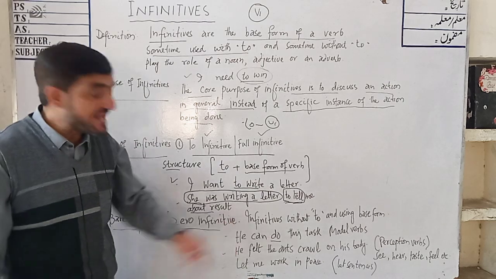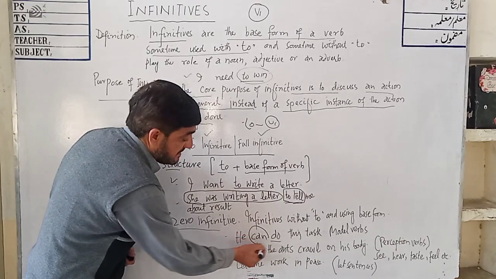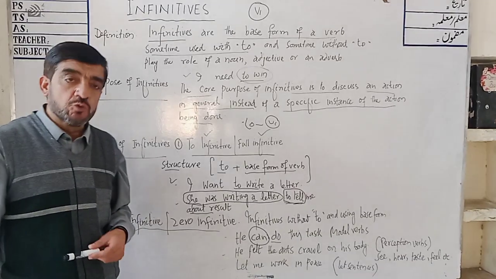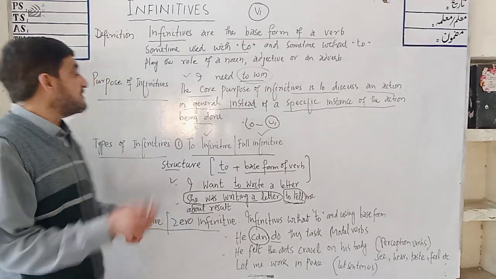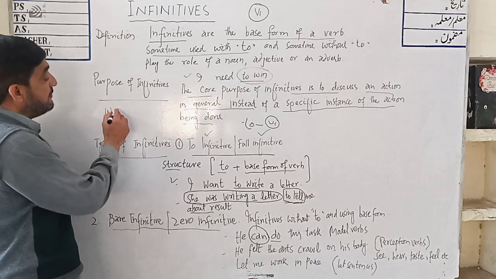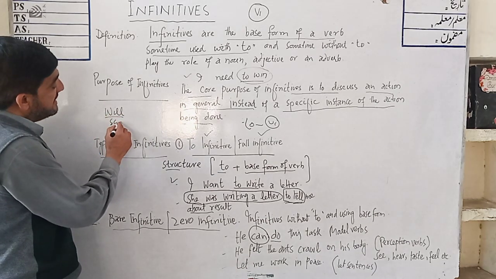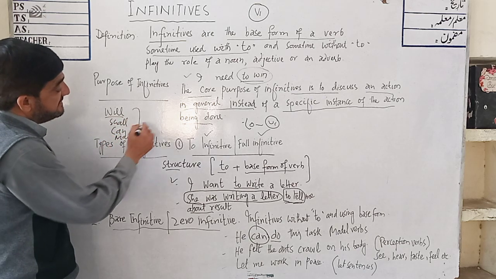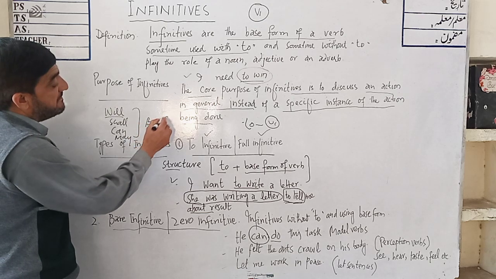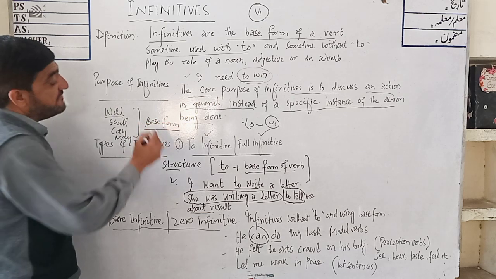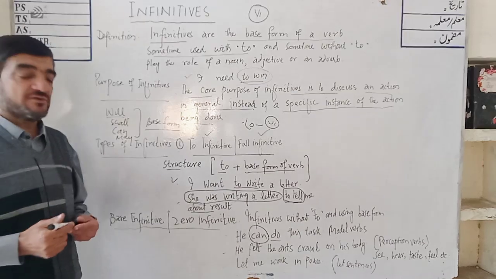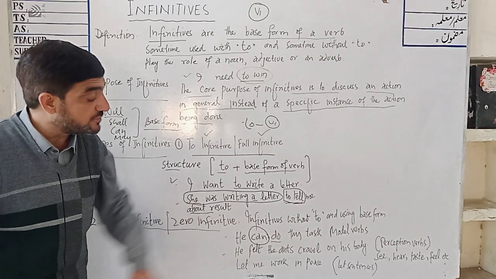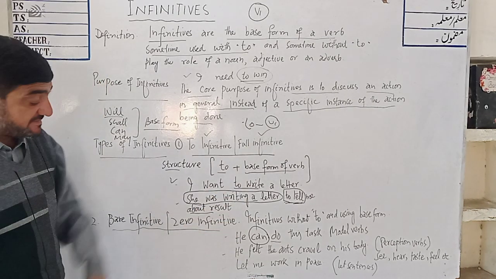Examples. He can, you can see here, this can is known as modal verb. He can do. So after modal verb, we have already explained that after will, after shall, after can, and after may, there is always used base form. So bare infinitives or zero infinitives are most of the time used after modal verb. He can do this task, modal verbs.